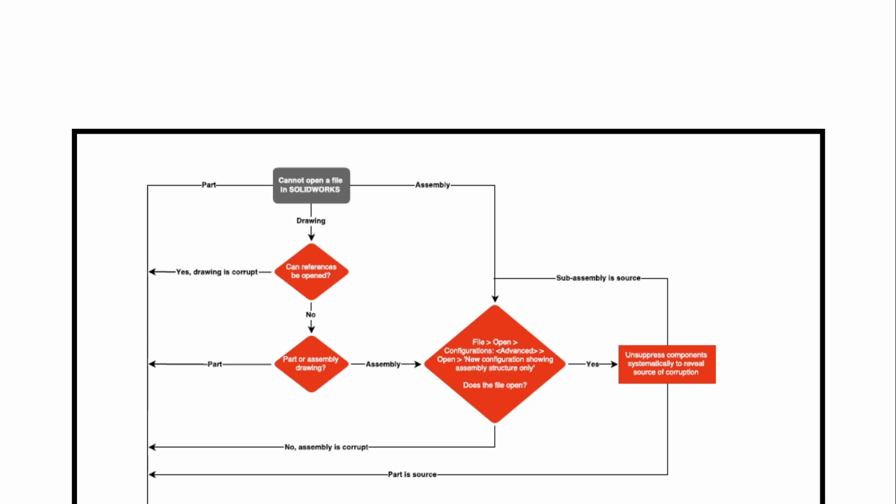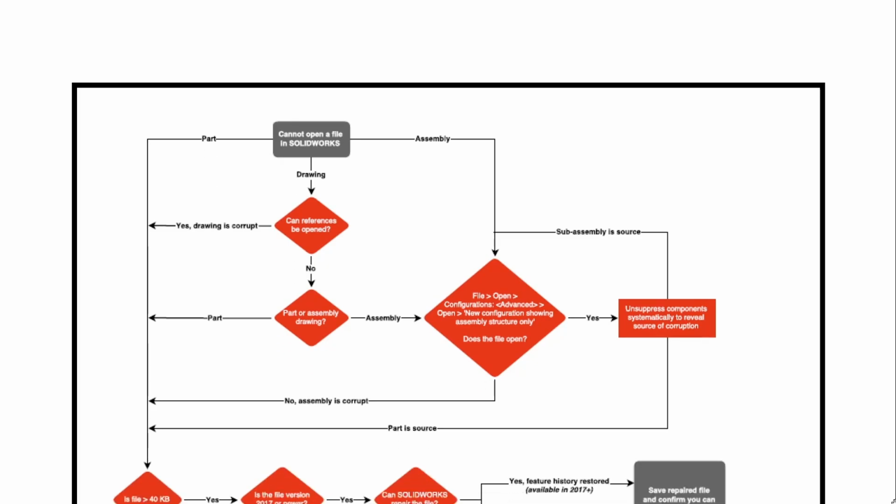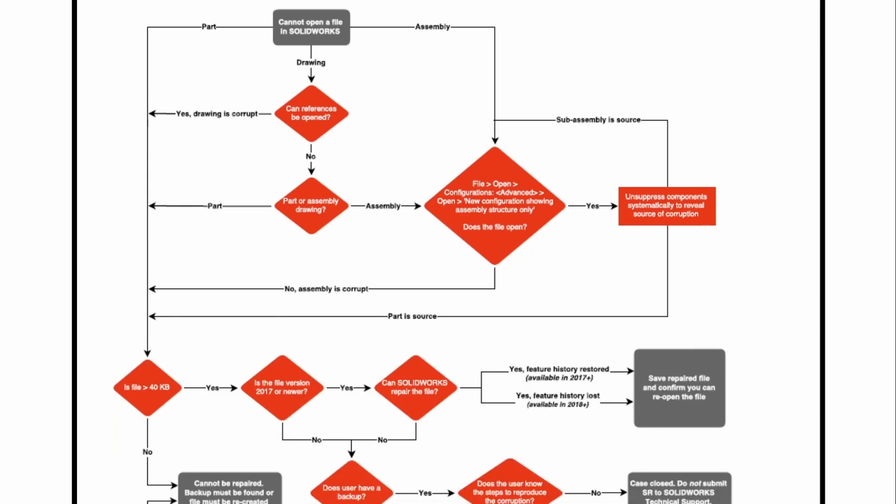In the case of an assembly, see if you can open the assembly using a new configuration using the assembly structure only. If the file does open, it is not your assembly file that was corrupted, but rather one of the component files. Drill down your feature manager tree and unsuppress your component files one by one until you detect which file it is that has become corrupted. You have now determined exactly which file it is that was corrupted.